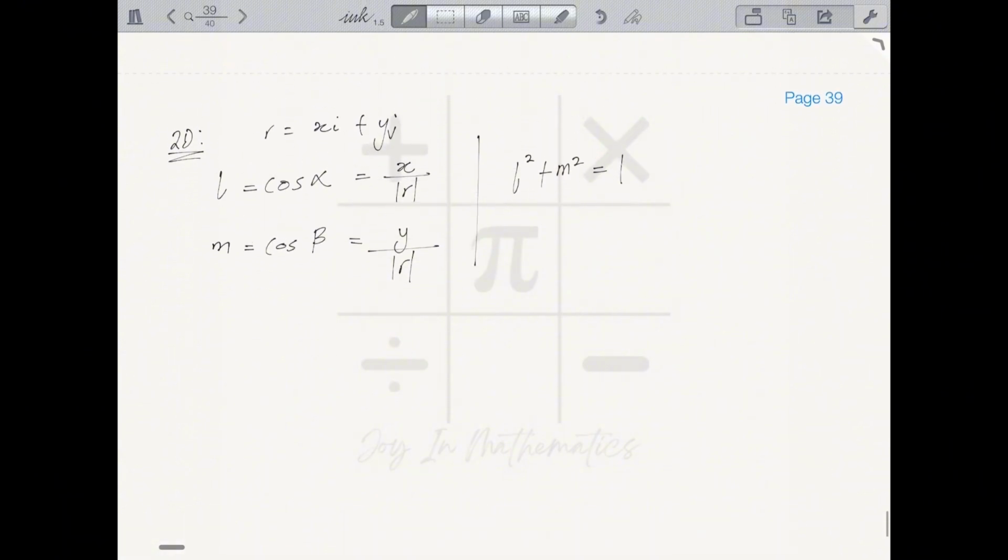Similarly, if we have a three-dimensional vector, R is equal to xi plus yj plus zk.